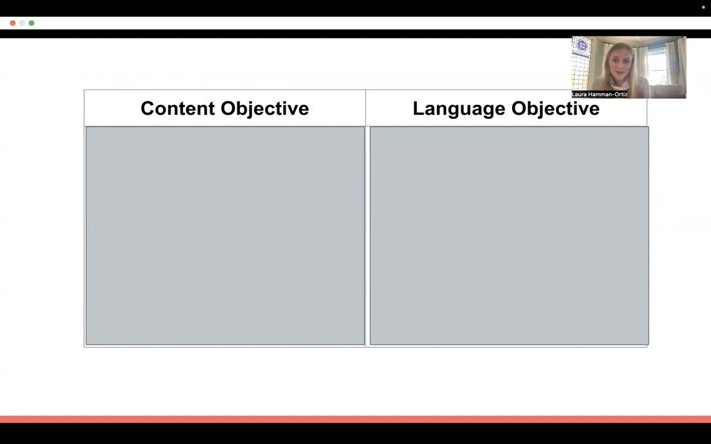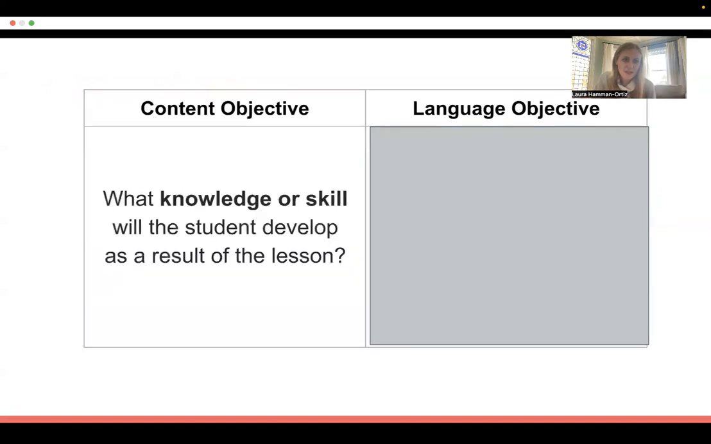If you are in an education program, I imagine many of you have learned about content objectives, but perhaps have spent less time thinking about their counterpart. So let's talk a little bit about the nuanced difference here. A content objective is focused on what knowledge or skill students will develop as a result of the lesson. All of the examples I just shared with you were content objectives, the knowledge or skill that they're developing through the lesson.